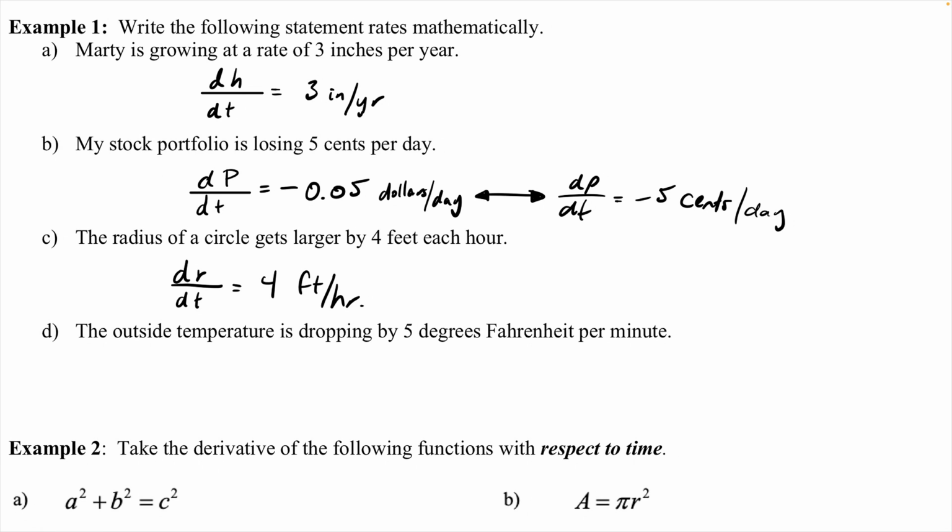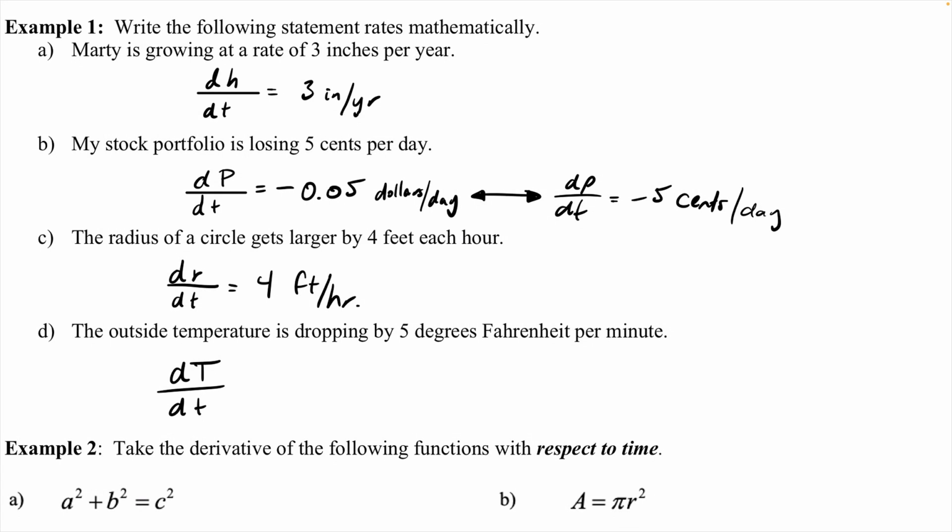The outside temperature is dropping by 5 degrees Fahrenheit per minute. DT for temperature. We could use DT for temperature. You could use DF for Fahrenheit. Either of those is okay. If you're going to use DT for temperature, make sure it's capital T, because you don't want a lowercase t over a lowercase t. You don't want DT over DT, and one of them's lowercase and one of them's uppercase, because then that wouldn't mean the same thing.